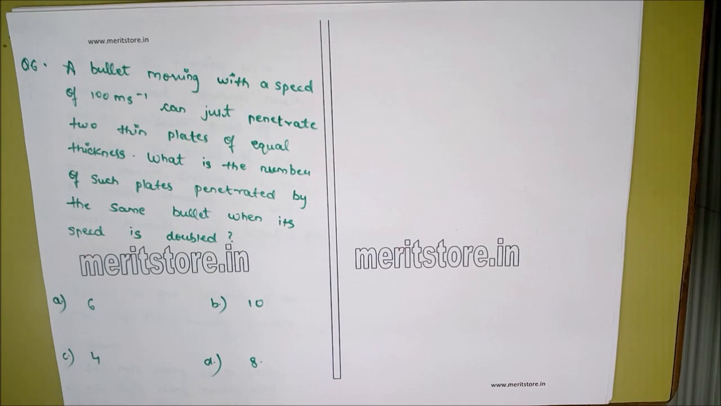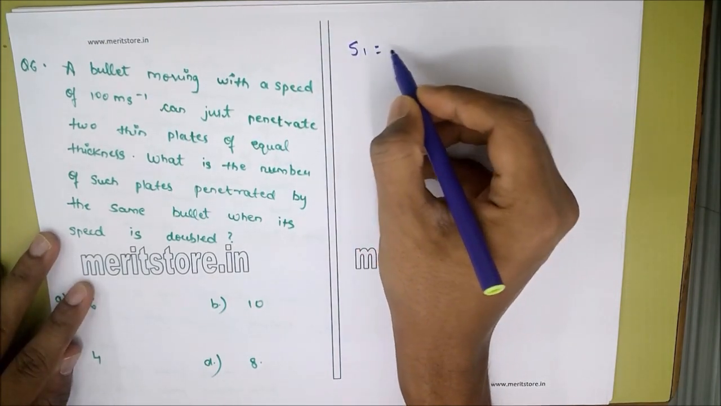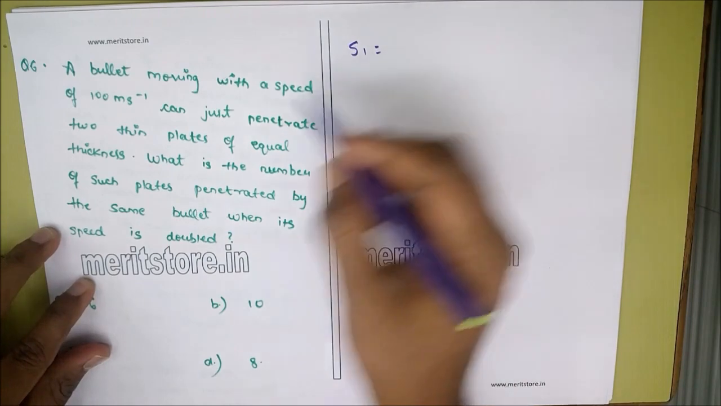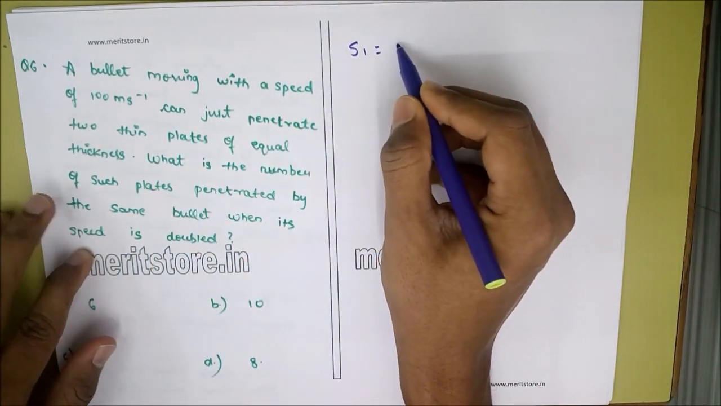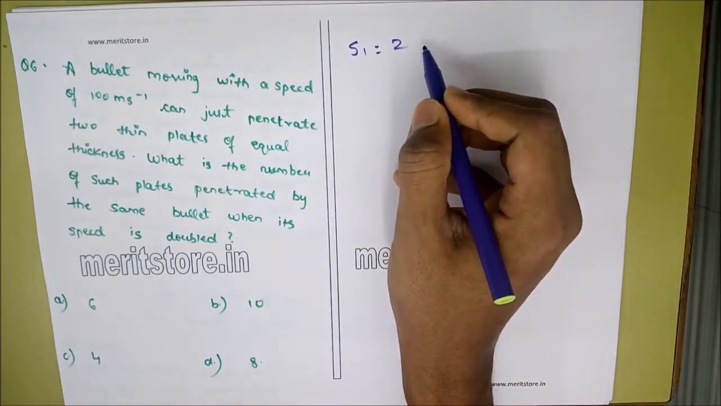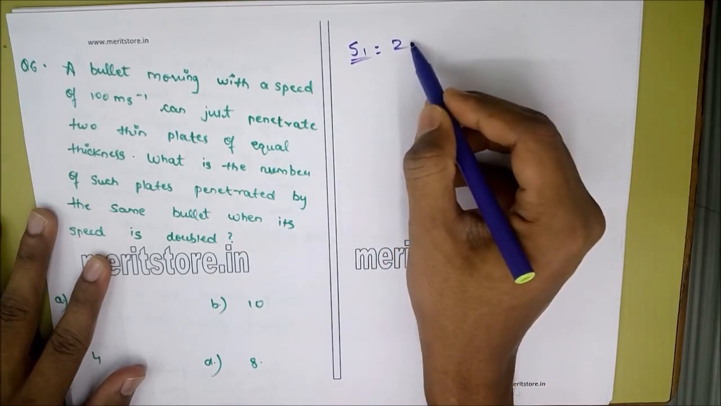A bullet moving with a speed of 100 meters per second can just penetrate two thin plates of equal thickness. What is the number of such plates penetrated by the same bullet when its speed is doubled? The four options are 6 plates, 10 plates, 4 plates or 8 plates. Let us consider S1 to be the distance after which it stops, and since in the first case it's given as two thin plates, let S1 be the distance or the thickness of two thin plates.